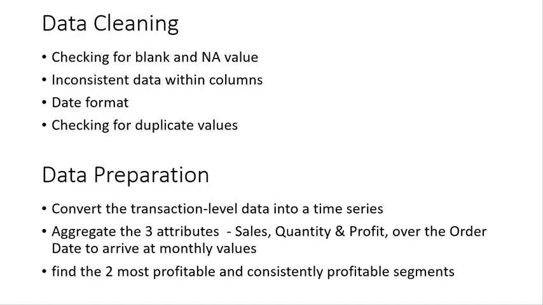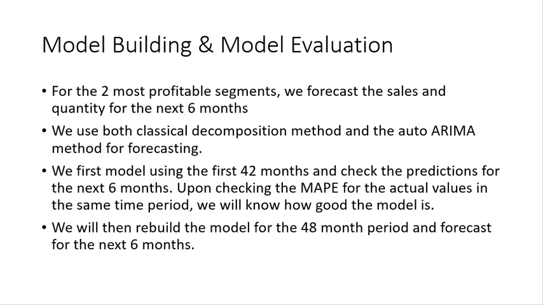Then we prepare the data by converting the transaction level data into a time series. We aggregate the 3 attributes, which are sales, quantity, and profit, over the order date to arrive at the monthly values. We find the two most profitable and consistently profitable segments. Once we find the two most profitable segments, we begin our time series model development to forecast the sales and quantity for the next 6 months.